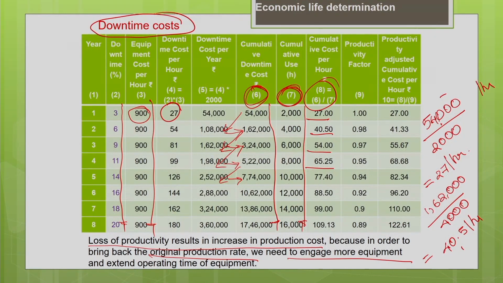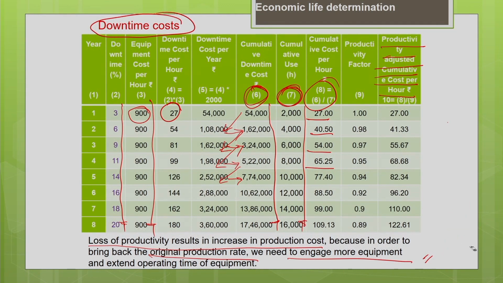That is what is called the productivity adjusted cumulative downtime cost per hour. That is what we are going to find here. You know that the productivity factor is given as input data in this problem. For the first year there is no change at all, but for the second year there is loss in productivity.